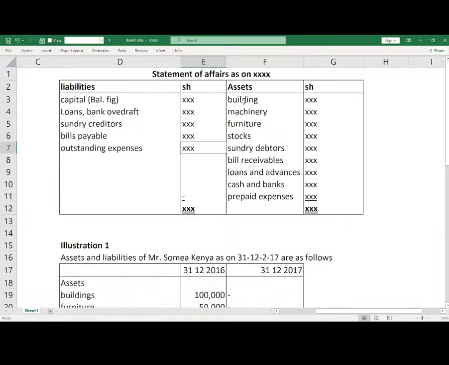On the assets, we have the buildings, machinery, furniture, stocks, the debtors, bills receivable, loans and advances, cash and banks, prepaid expense, all the assets. The accountant has to list them as well as the liabilities. Then he obtains the balancing figure and also the total amount, as you can see.